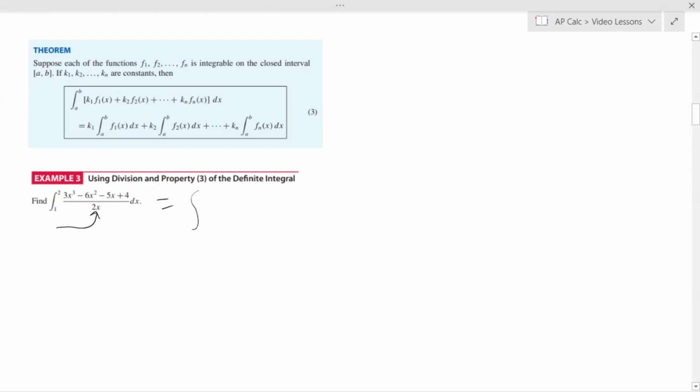So if you divide each of the terms by 2x, you would end up with 3 halves x squared minus 3x minus 5 halves plus 2 over x dx. All we did was algebraically simplify that expression, the integrand.